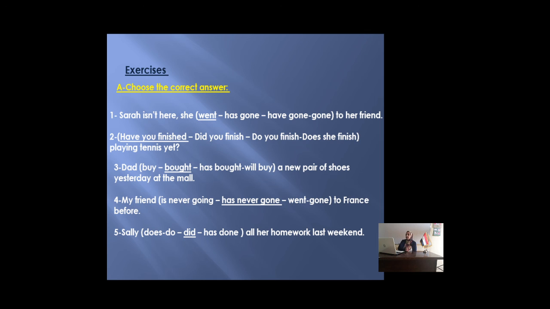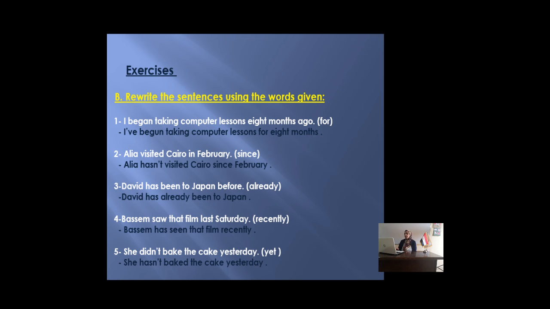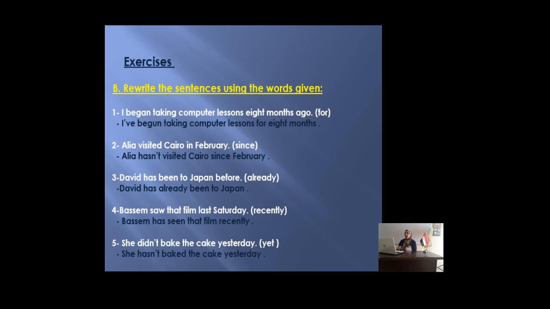Now let's move to the last slide that we have here, slide 10. You may rewrite the sentences using the words given. Number 1, I began taking computer lessons 8 months ago. I wanted to use for. And as we said here, if it's only 1 month, I say month. But if it's more than 1, I say months only. Don't say months, please. So it's for here, want to use for. I have begun taking computer lessons for 8 months.